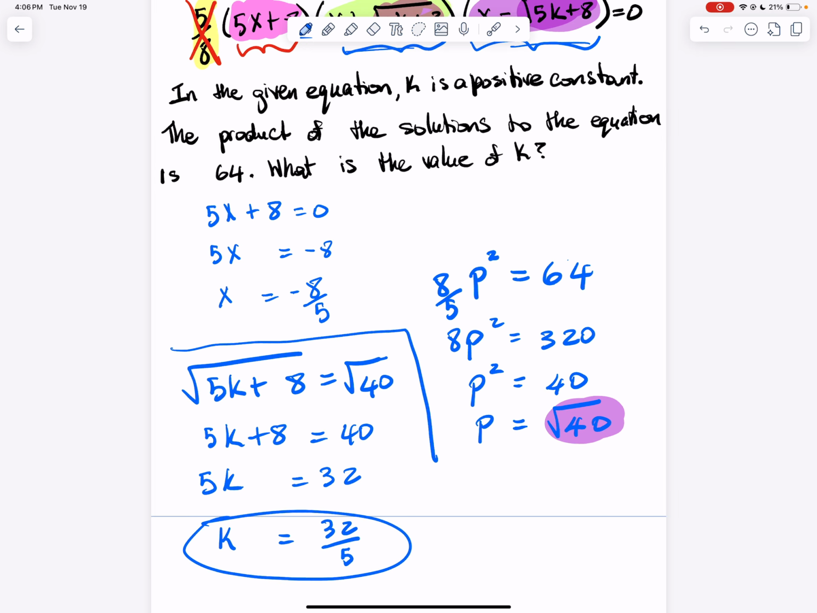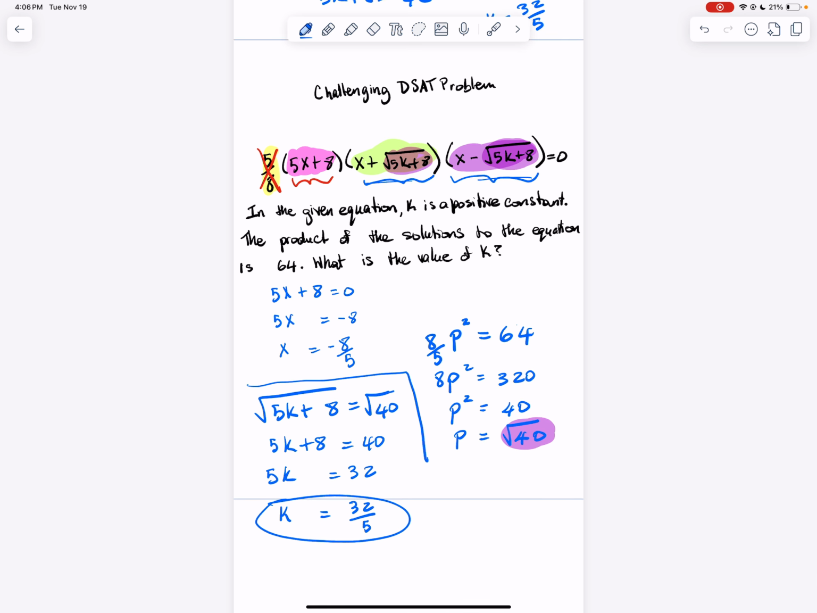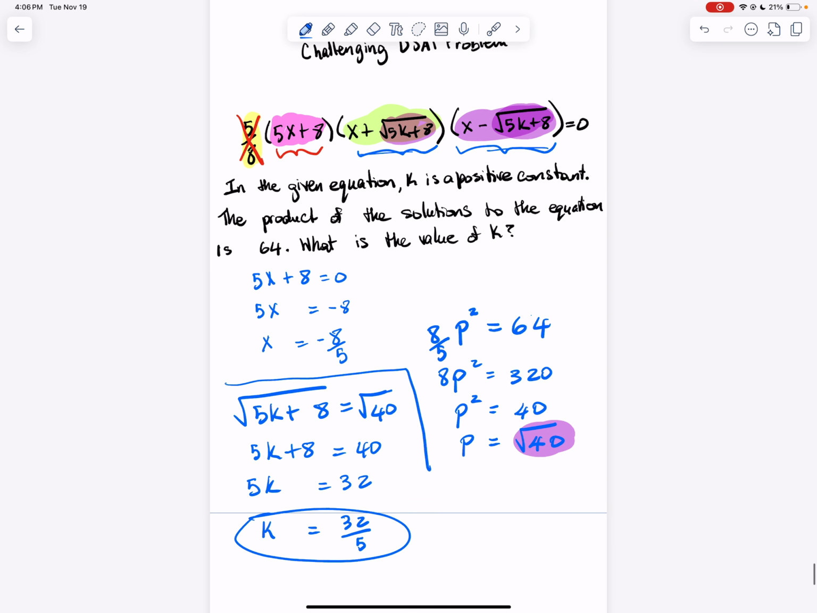Now that could not be solved in this way with Desmos. So while Desmos is a fantastic tool for solving hard algebra questions, they have found a way to still require you to know some math. And this is a great example of a question that does require you to know some math. And hopefully this helped.